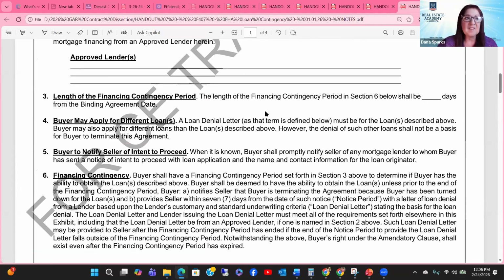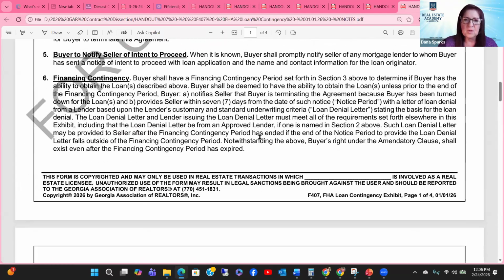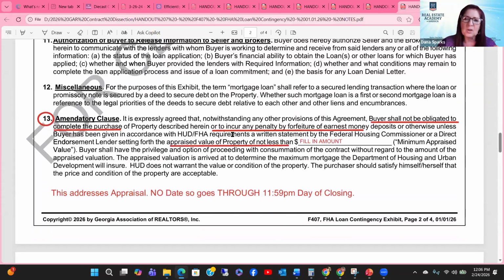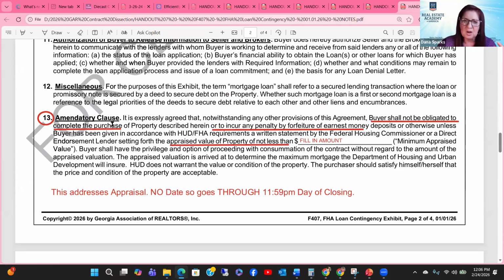If a buyer is getting an FHA or a VA insured loan, the appraisal contingency, how we think of it, is under the amendatory clause. This addresses appraisal. There's no date, so it goes through 11:59 p.m. day of closing. But here's what happens. A buyer getting a government insured loan, their earnest money is protected if it appraises for less than, in the FHA, you have to put in the amount.